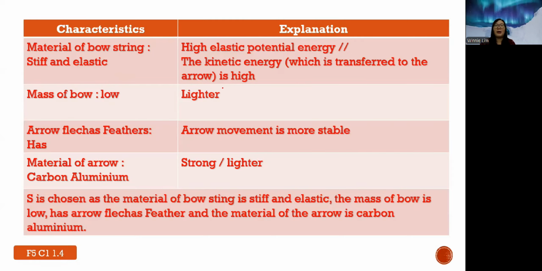Why lighter? Can you write easy to carry? Cannot, because it's in the statement. Then arrow fletcher feathers: the arrow movement is more stable, or like teacher said, increases the stability. Then the material carbon aluminum is strong or light. Now you can give more reasons. Then finally you say I choose S because the bowstring is stiff and elastic, the mass is low, it has arrow fletcher feathers, and lastly the arrow is made of carbon aluminum. So you give back all the characteristics. So 1, 2, 3, 4, 5, 6 is what I said without reason, plus 4 reasons, 10 marks.